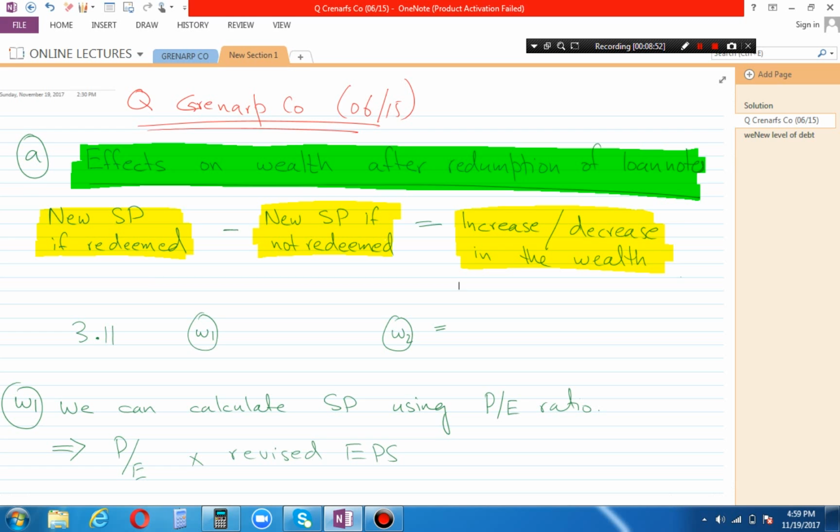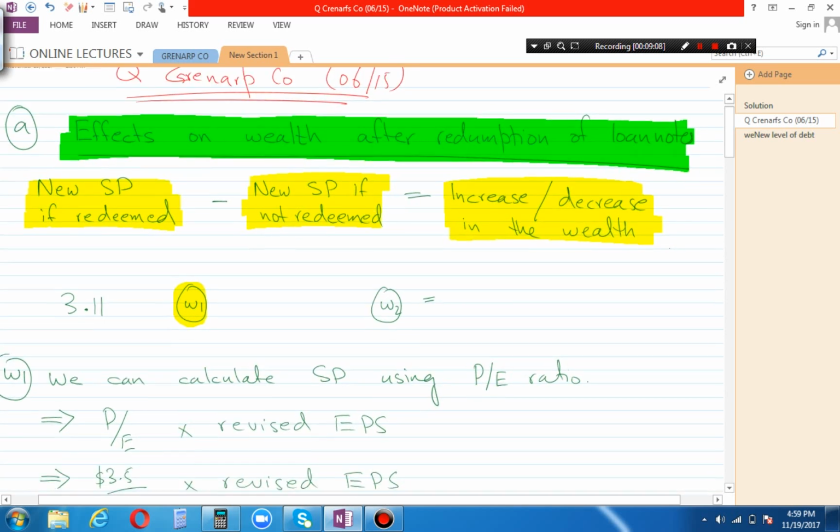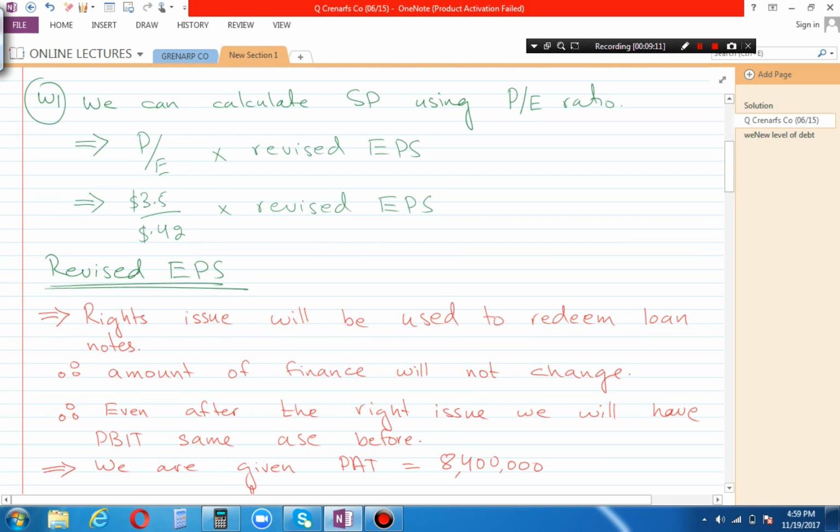So we have to find the new share price if redeemed first of all, then we will find the new share price if not redeemed. And in working number 1, we'll see if we redeem some of the loan notes using the rights issue, then what will happen? So working number 1, if you redeem it. We can calculate the share price using the PE ratio, and the formula to calculate the share price is PE ratio multiplied by your revised EPS.